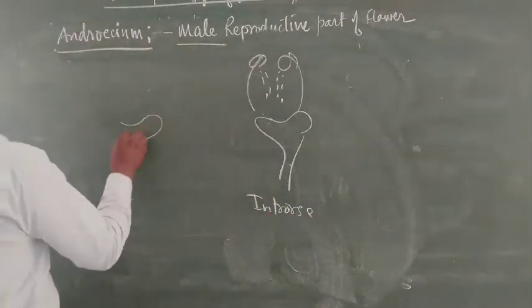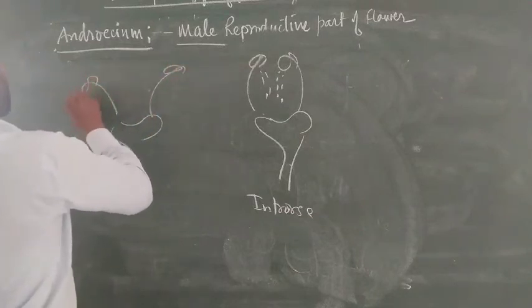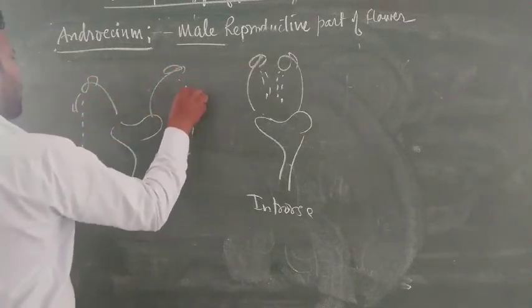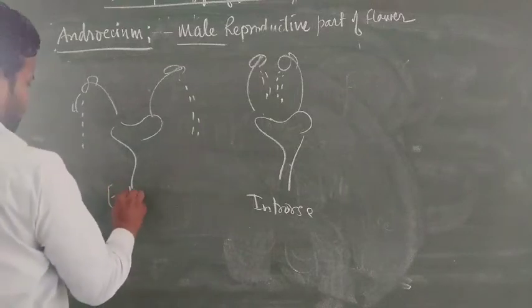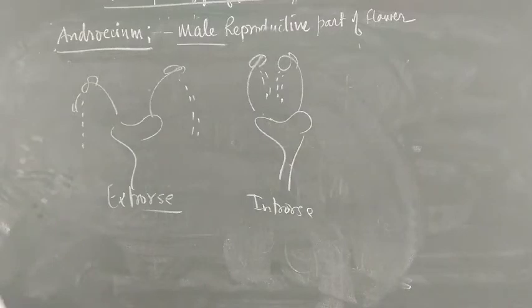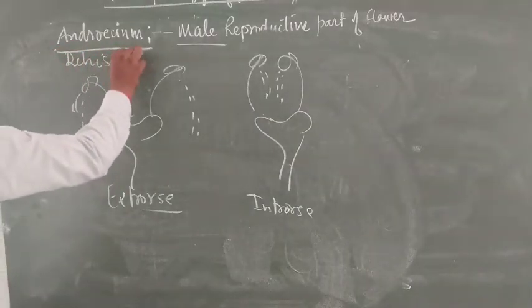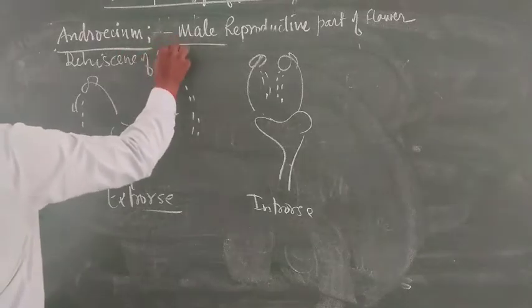And this is a thalamus. If the flower anthers are present on the outer side and they dehisce outward, this is called the extrorse condition. This is a type of dehiscence of anther.